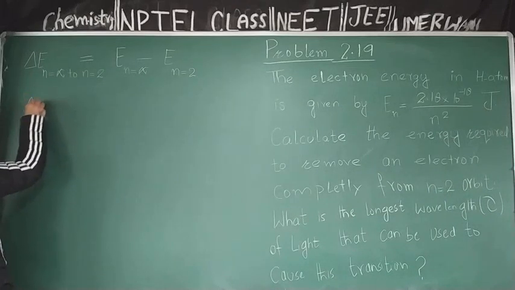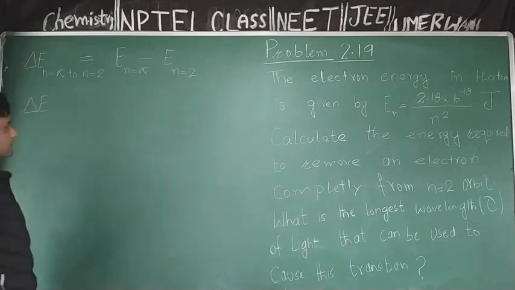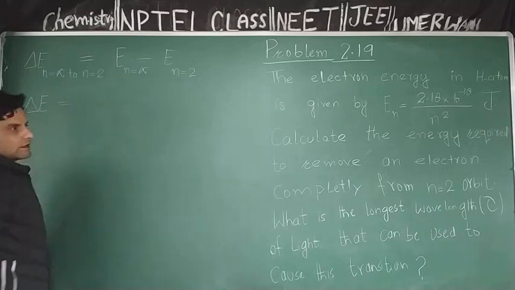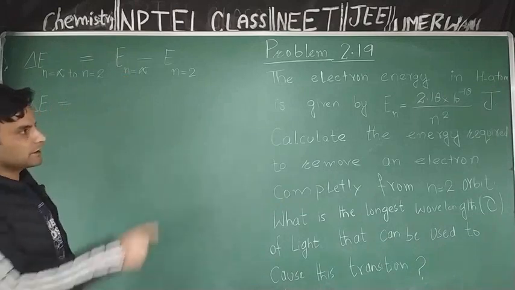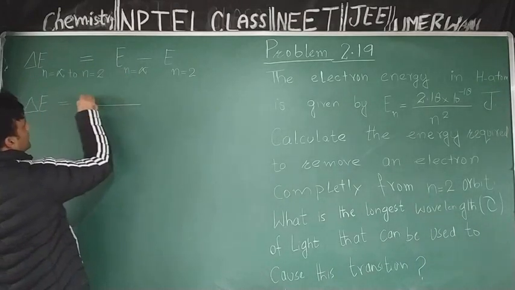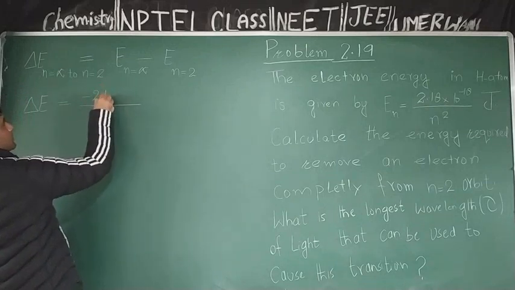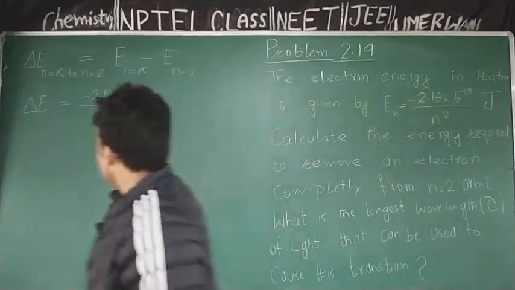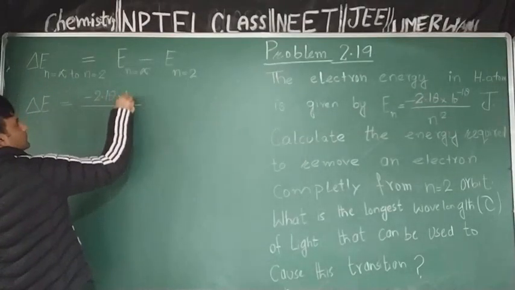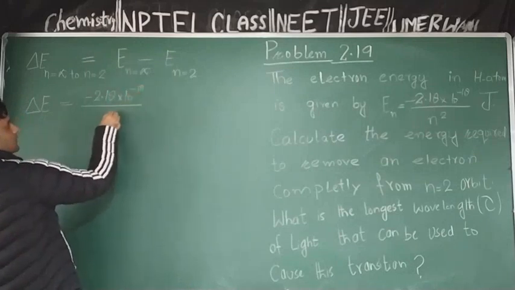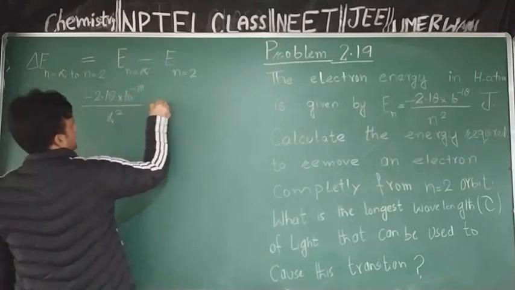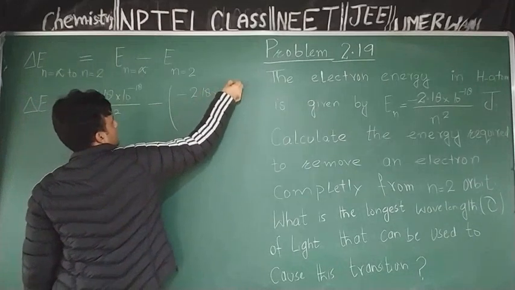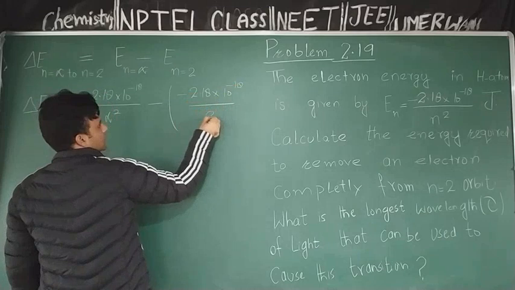Ionization energy that is required to remove an electron from second orbit of excited hydrogen atom will be equal to, now it is given energy of electron in any nth orbit of hydrogen atom is given by this expression, minus 2.18 into 10 raised to power minus 18 divided by n square, that is infinity square, minus minus 2.18 into 10 raised to power minus 18 divided by n square, which is 2 square.